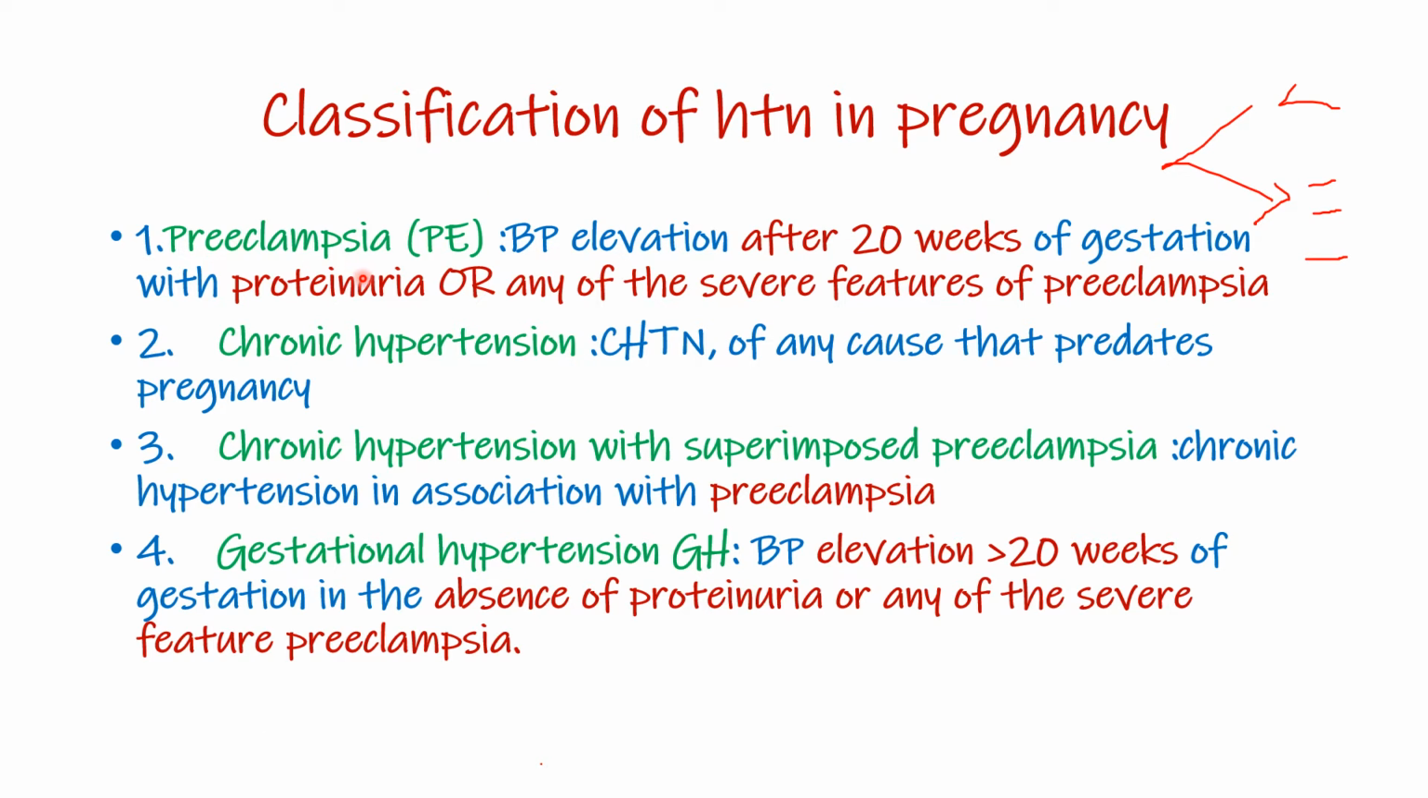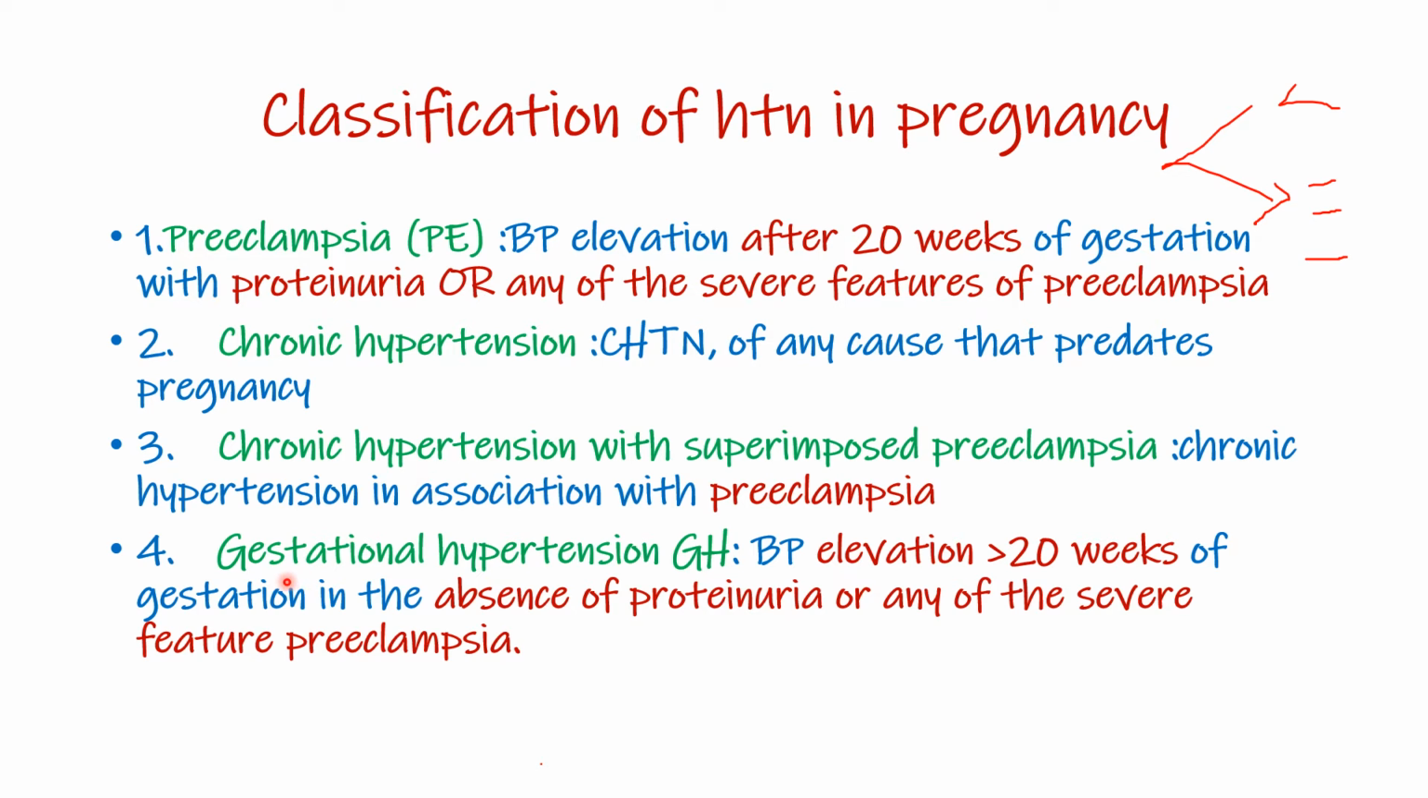So we should start with chronic hypertension. Chronic hypertension is any hypertension that predates pregnancy, and we say that we can define it when it is less than 20 weeks. The next one, let's go to preeclampsia. Preeclampsia is when you have elevated BP after 20 weeks of gestation. And this BP is usually associated either with proteinuria or any of the severe features of preeclampsia, which we are going to look at in a few slides.